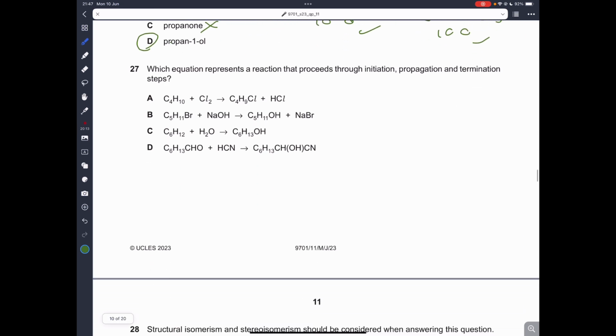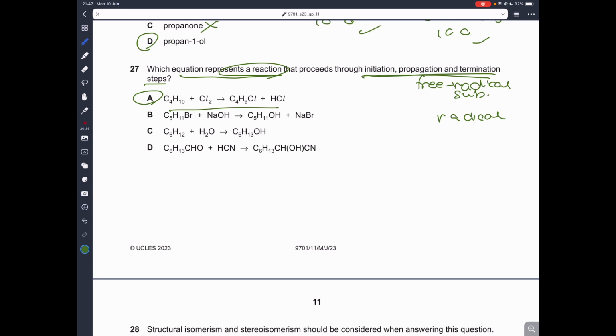Okay. Question 27. Which equation represents a reaction that proceeds through initiation, propagation, and termination steps? Now this is a free radical substitution reaction. Free radical substitution, we obviously have to use a radical. So A is the correct answer.